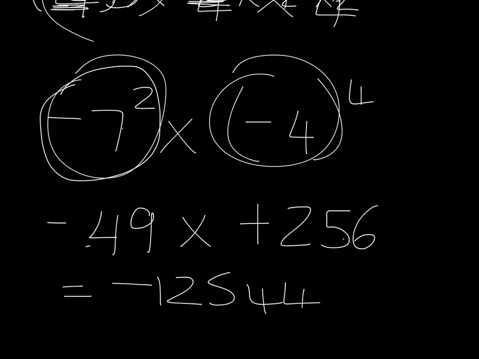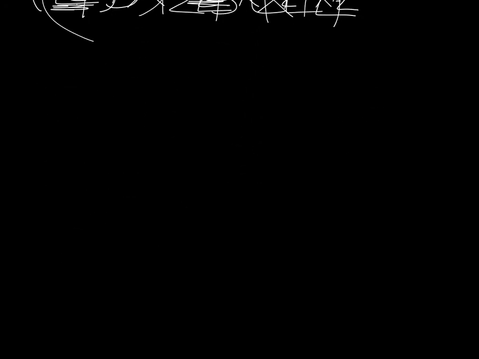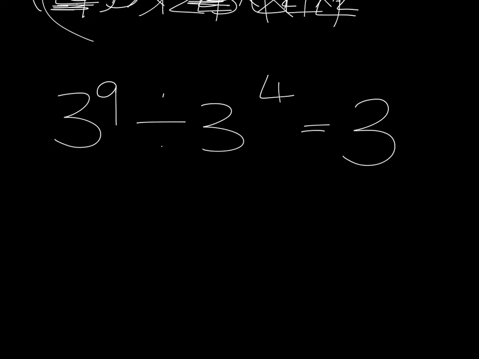Now, when you come to division of indices, it doesn't make it more complicated. There's just a few more things that you have to know. What you've got to do first of all is the same thing. If they're the same, keep the base, subtract the indices. Okay. So if you have 3 to the power of 9 divided by 3 to the power of 4. Are the bases the same? Yes. I keep the 3. I say 9 take 4 because now we're doing division. 9 take 4 would give me 5. 3 to the power of 5.